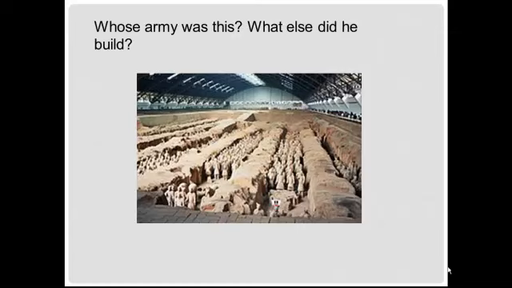Okay, believe it or not, this was an AP question. Whose army was this and what else did he build? By the way, knowing the dynasty is really good enough, but as I said, this was an actual AP question, the only one I saw in the early Chinese or Japanese art.